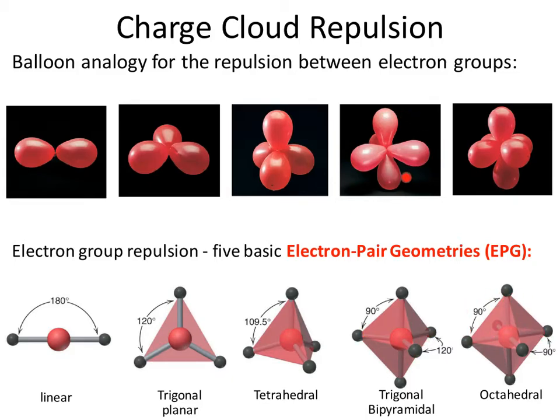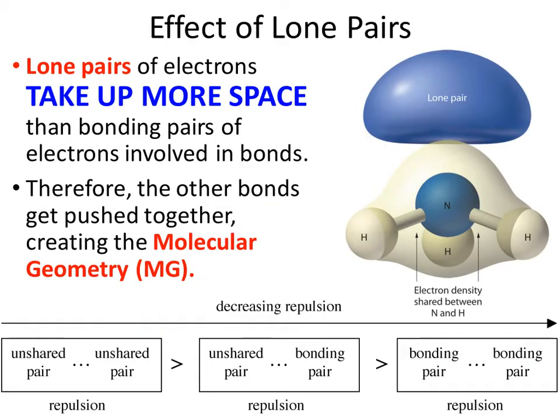So these balloons represent these electron groups, or these charge clouds, and you can see that as we add more of these charge clouds, remember that electron groups could be either a bond or a lone pair of electrons, as we add more of them, the angles become smaller and smaller because they're trying to repel from one another to maximize the space between them. However, when we get into lone pairs, they actually take up a little bit more space.